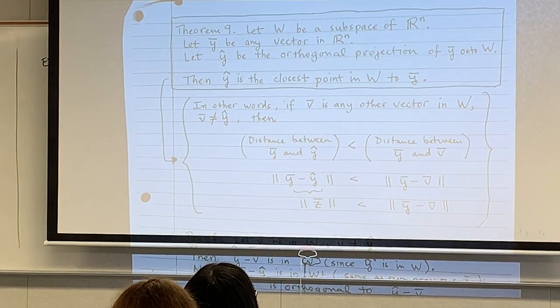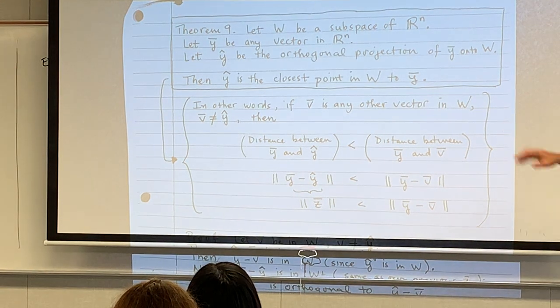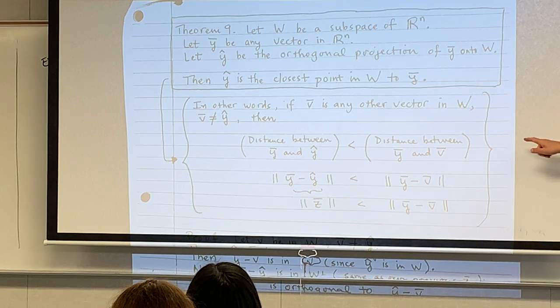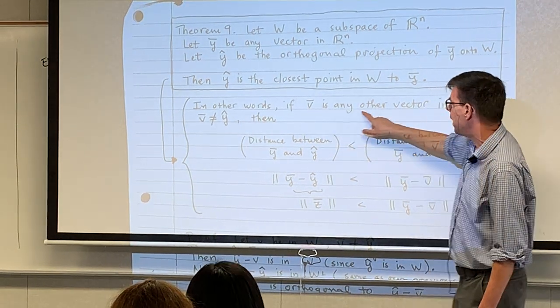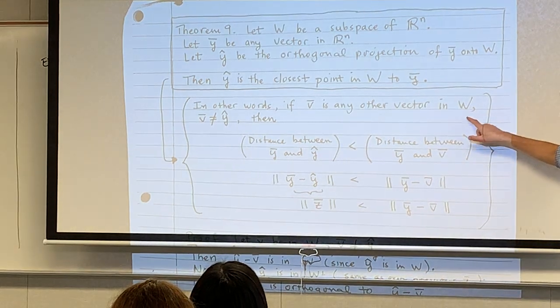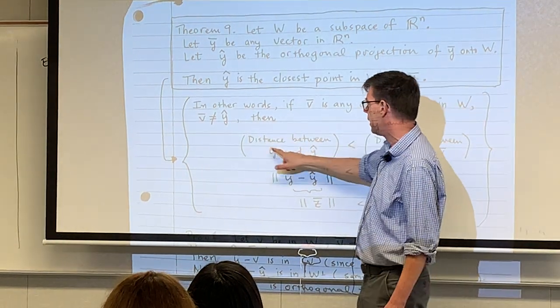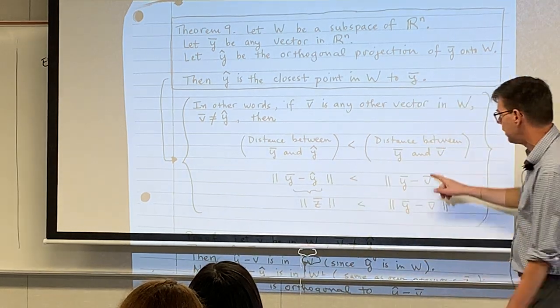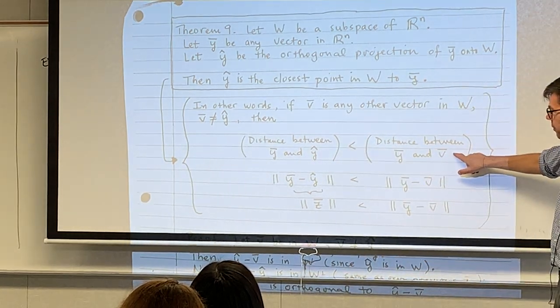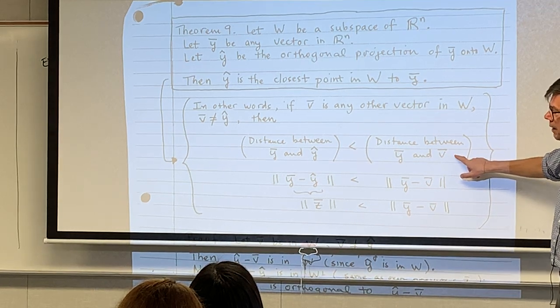So this just formalizes what I was just saying to you intuitively in that picture. How would we write this out in symbols? Let's see if we can follow this symbolism. I'm saying if V is any other vector in W, so V is different from y hat, then the distance between y and y hat, that's the shortest distance, has to be less than the distance between y and V.